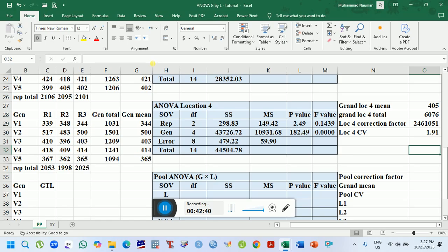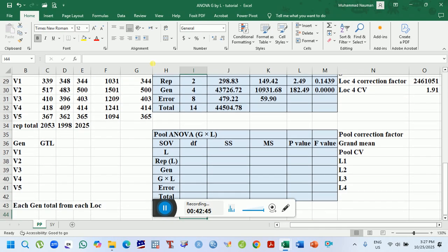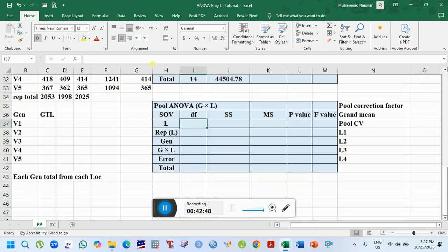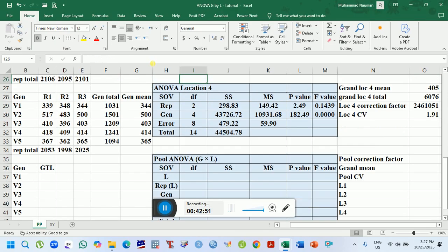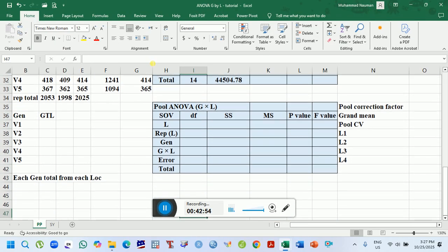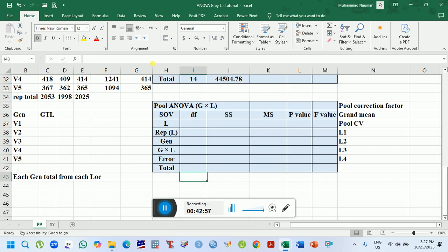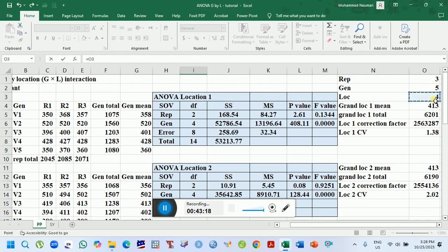Okay, now we will calculate the pooled ANOVA, that is genotype by location. First we will calculate the degree of freedom. The whole calculation for each and every ANOVA is done in order to calculate this pooled ANOVA. And location degree of freedom is equal to, make the selection here, location is 4 minus 1, press enter.